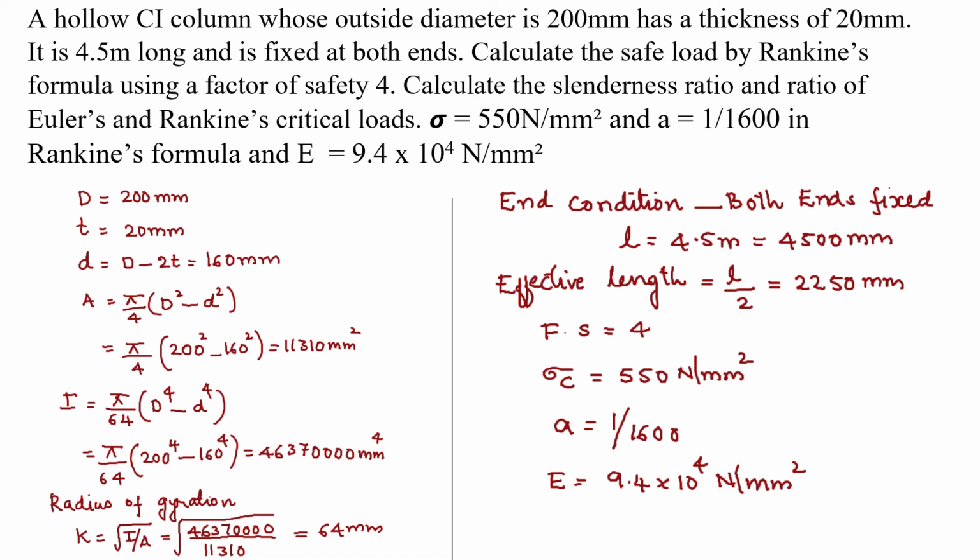The end condition given is both ends are fixed, so the effective length LE is equal to actual length by 2, which is 2250 mm. Factor of safety is given as 4, the crushing strength is given as 550 Newton per mm square, the Rankine constant is 1 by 1600, and E is 9.4 into 10 raised to 4 Newton per mm square.